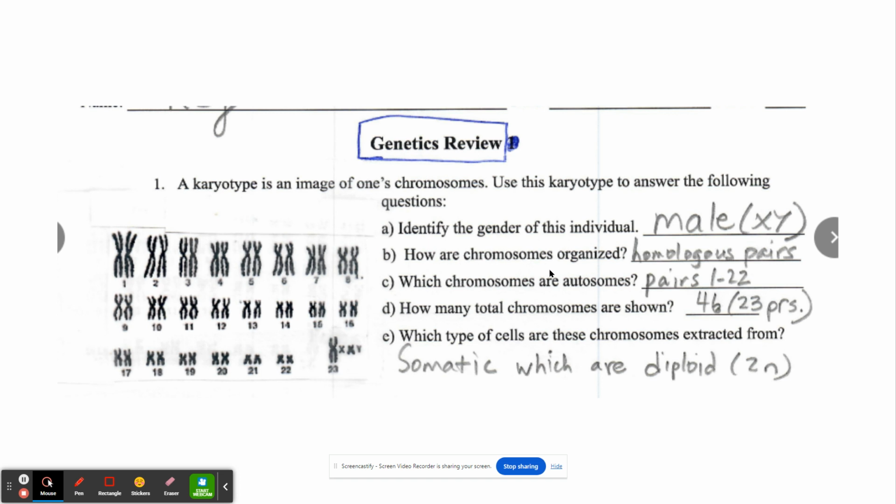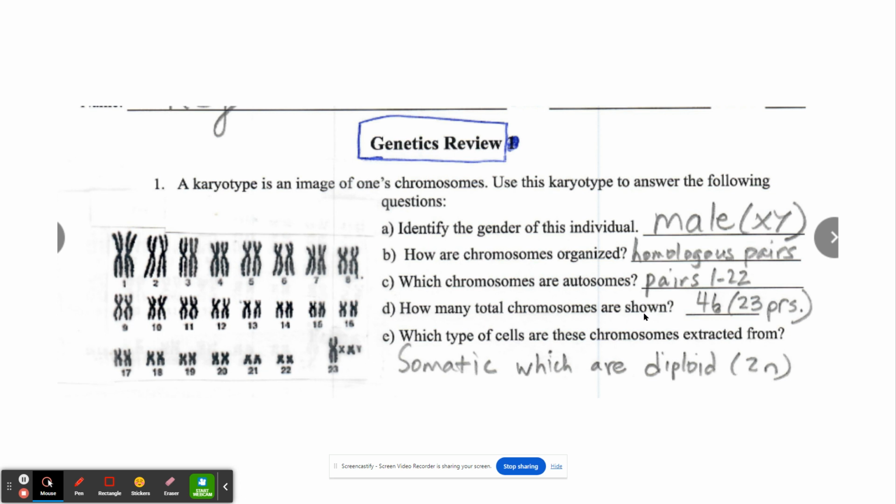How are chromosomes organized? By homologous pairs. See, they're paired together here, same size, and in the other slideshow that you did, it was by same banding pattern. Which chromosomes are autosomes? Pairs 1 through 22.